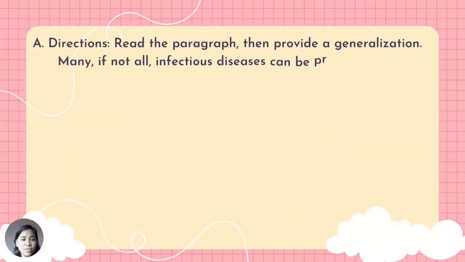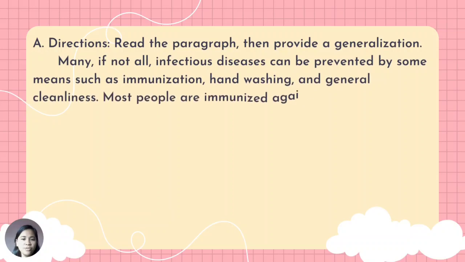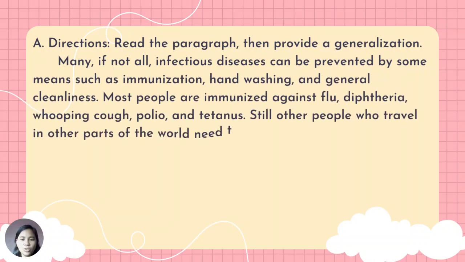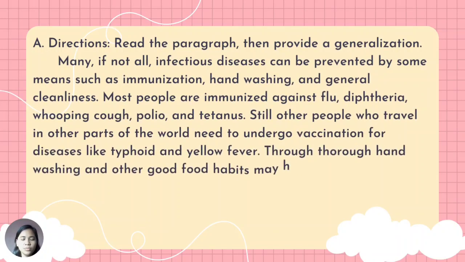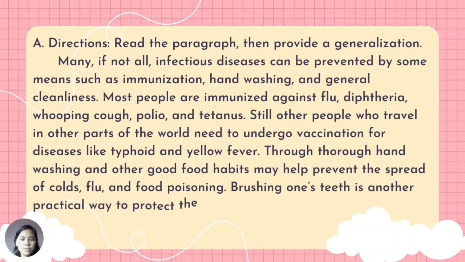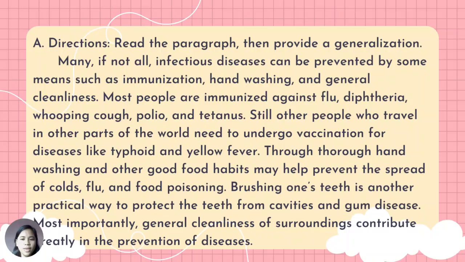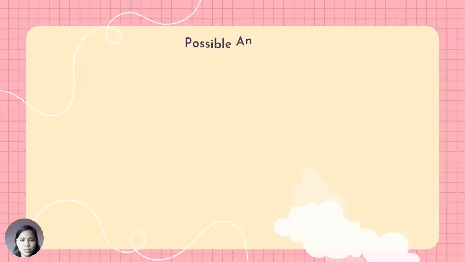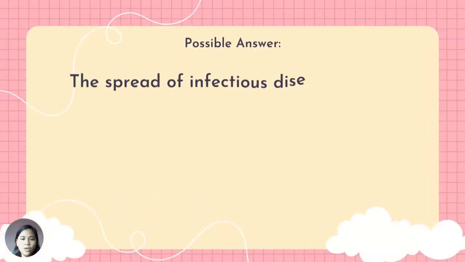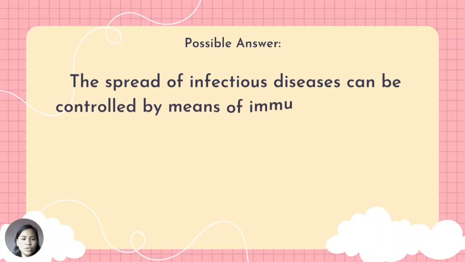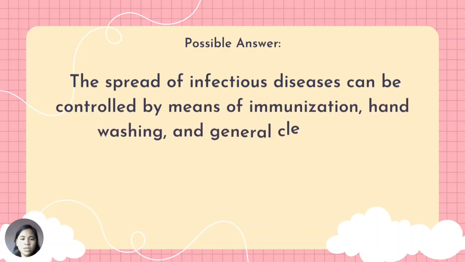Now let us have this paragraph. You have to provide a generalization. Read the paragraph. And this is the possible answer. The spread of infectious diseases can be controlled by means of immunization, hand washing, and general cleaning.